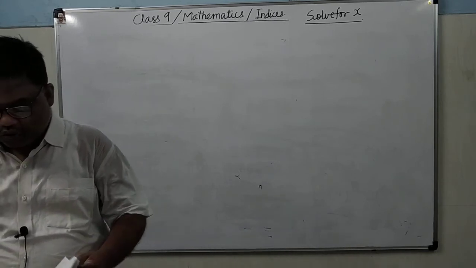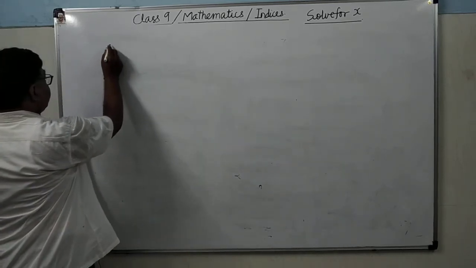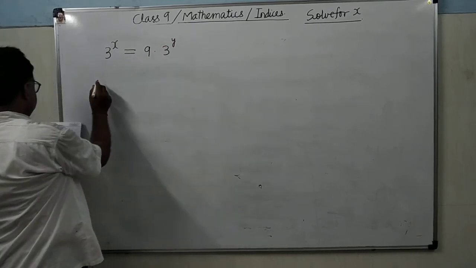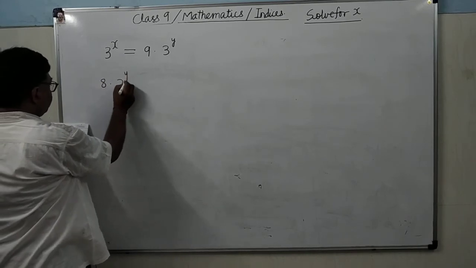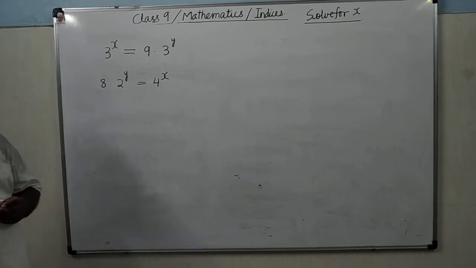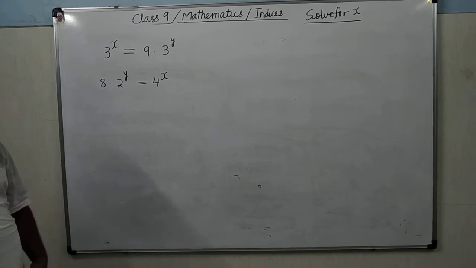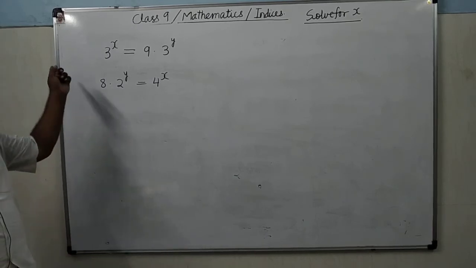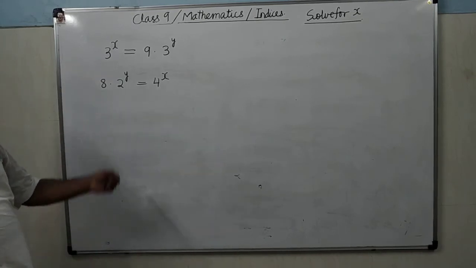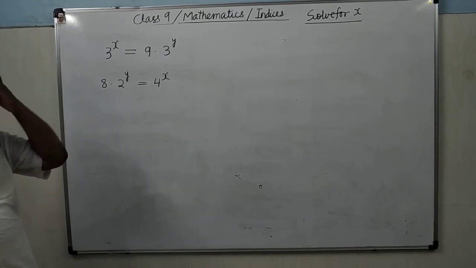So see here, I am going to tell you this question. Here it is 3 to the power x equals to 9 into 3 to the power y. 8 into 2 to the power y equals to 4 to the power x. First you will simplify, equate the powers and form the equations in x and y. It's clear? What will you do? You will simplify, make bases same in both the sides, then you equate the powers. After equating the power, you will get one equation in x and y.